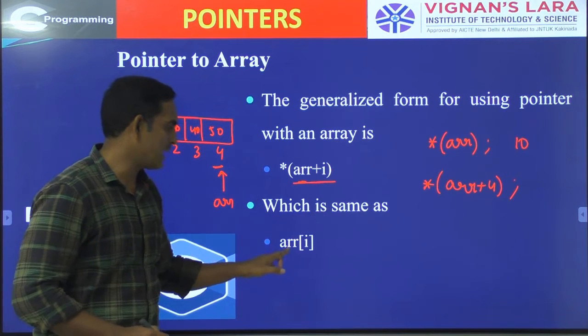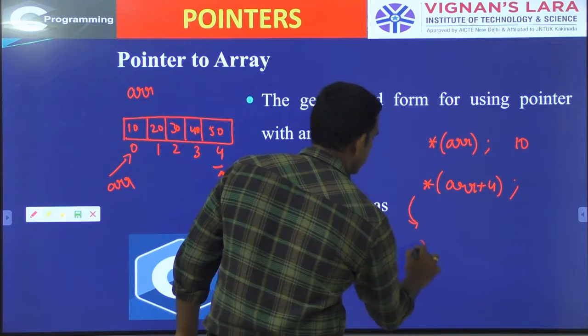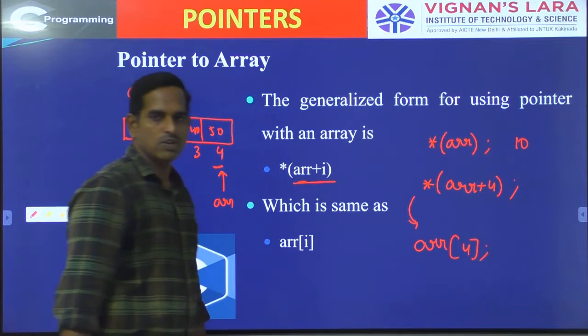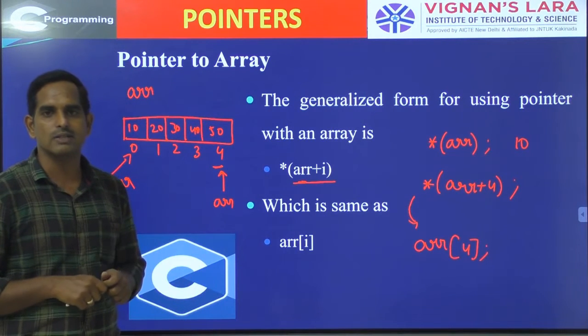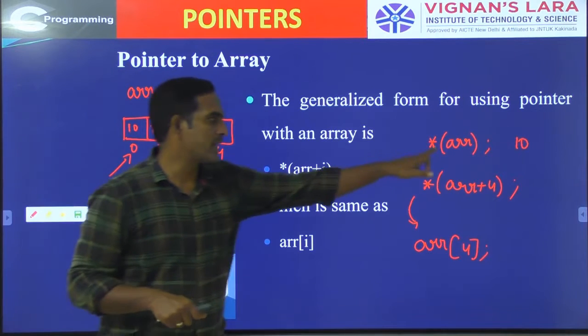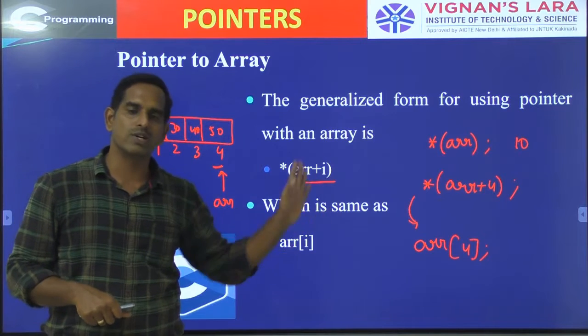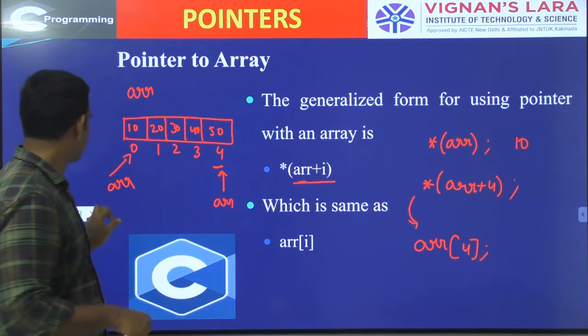This is the same as ARR of 5, and this is the same as ARR of 4. So this is how pointers can be used to access any memory location in your array. You can use your array name and add the particular index value to get the particular value present in the memory of your array.